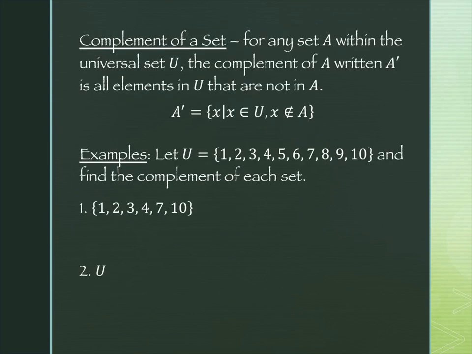All right, so our first piece of information is to describe what a complement of a set is. For any set A within the universal set U, the complement of A, written A prime, is all of the elements in U that are not in A. You'll see we have some set builder notation there. A prime is the set of all X such that X is in the universal set, but X is not in A.